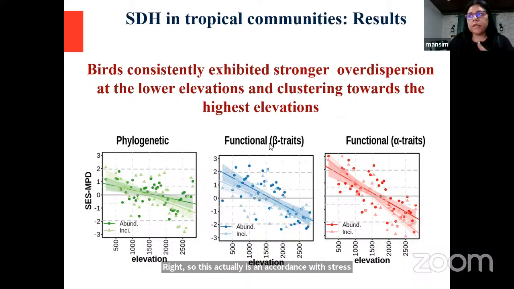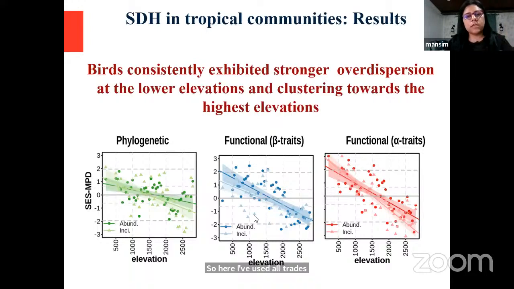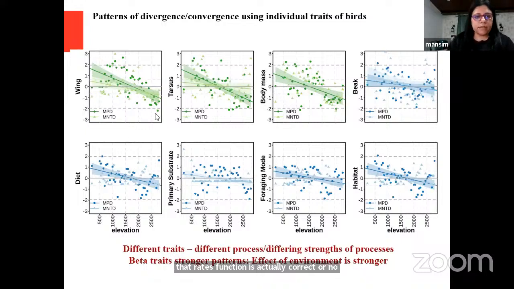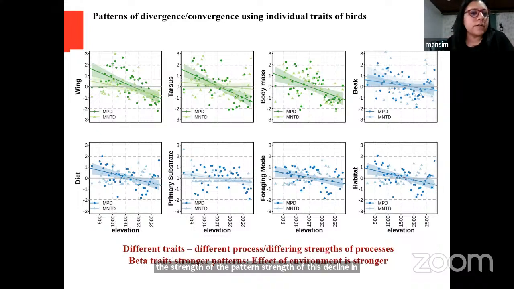I also did a similar thing for each individual trait, right? So here I've used all traits together, but you can do the same thing using each individual trait, because then that will tell you whether what you hypothesize about that trait's function is actually correct or not. So for these traits that I just talked about: wing, tarsus, body mass, beak, diet, primary substrate, foraging mode, and habitat. You can immediately see that the strength of this decline in slope changes with different traits. And if you look at these three beta traits, or the environment related traits, you will see that they have a much stronger decline than these ecological traits, which means that the environment is playing a much stronger role in shaping the communities of these regions than is competition.